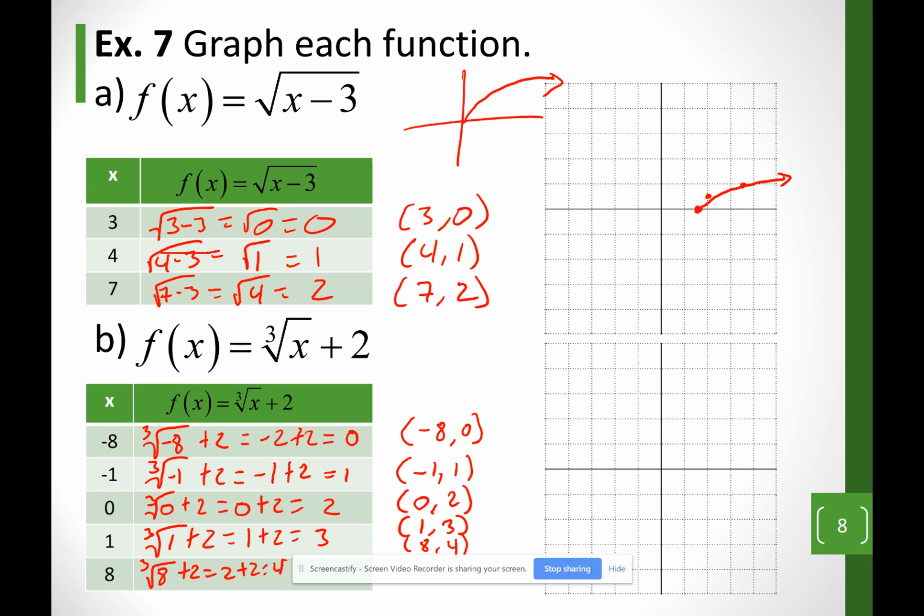All right, let me put these points in. Once again, I'm going to be counting by twos in order for me to be able to fit all my points. So the point negative 8, 0, it's right here. Once again, I was counting by twos. Negative 1, 1, it's right here. The point 0, 2, it's here. The point 1, 3, and the point 8, 4.